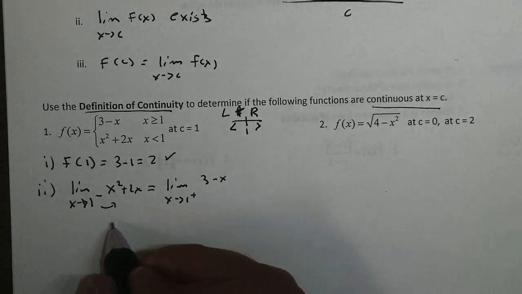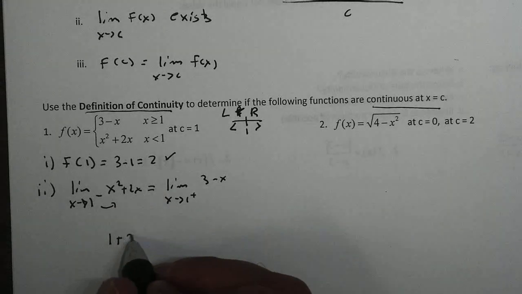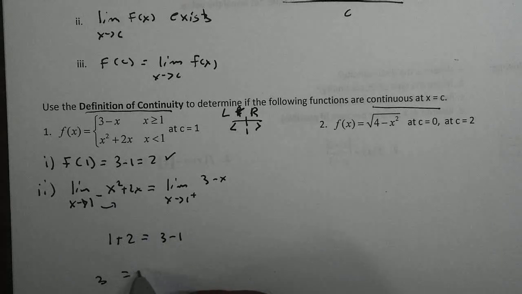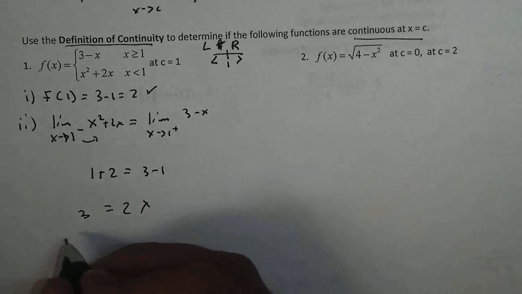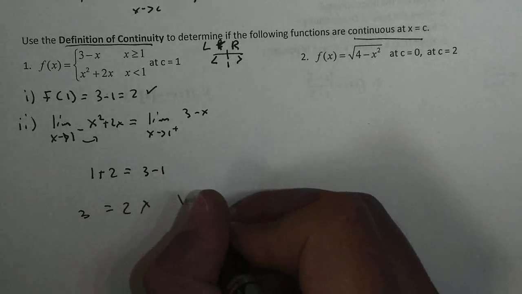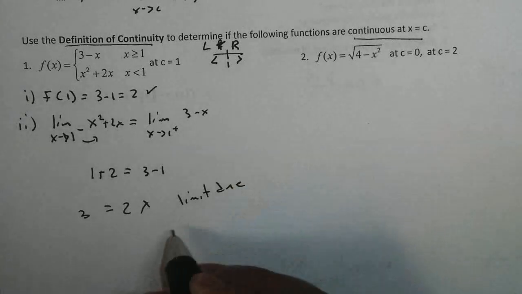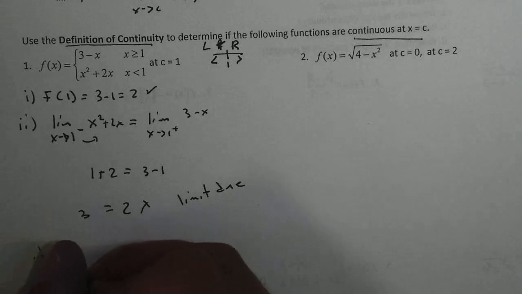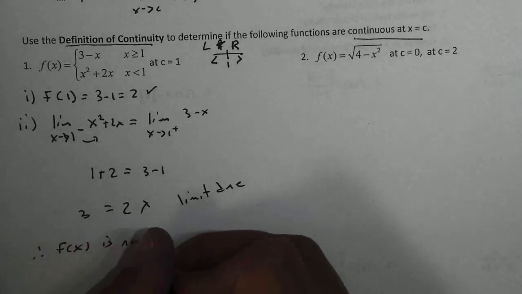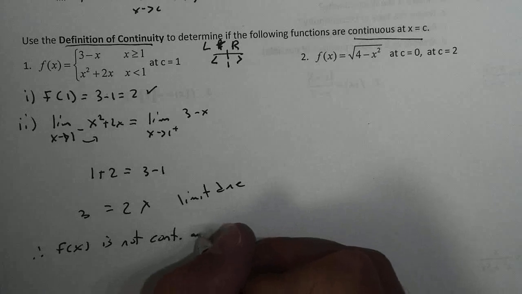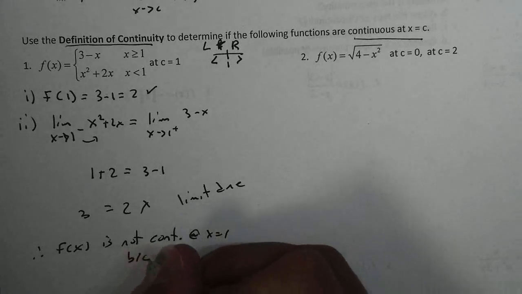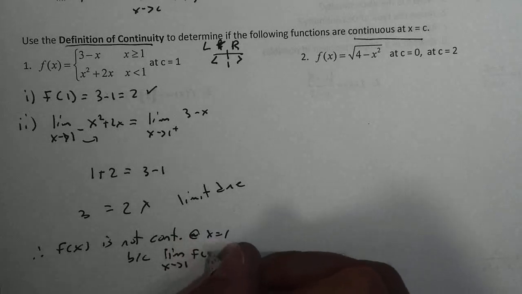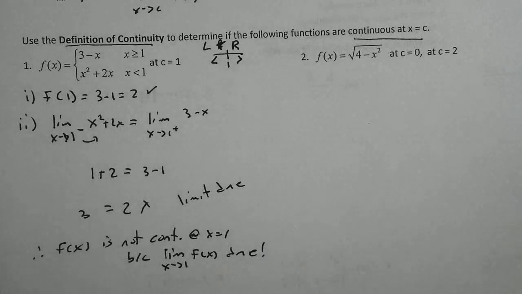Plugging in the 1, we're going to get 1 plus 2 equal to 3 minus 1, so we get 3 equals 2, which obviously is not true. So therefore, the limit here does not exist, because the left and the right are approaching different values. So our answer will be: the function f of x is not continuous at x equals 1, and that is because the limit as x approaches 1 of our function does not exist. And there's our answer right there.